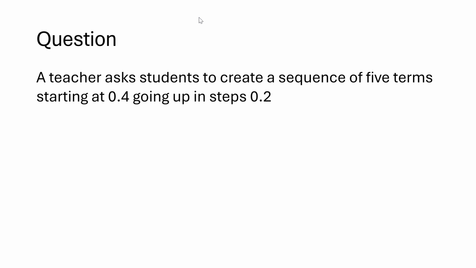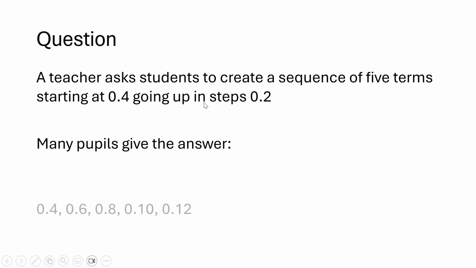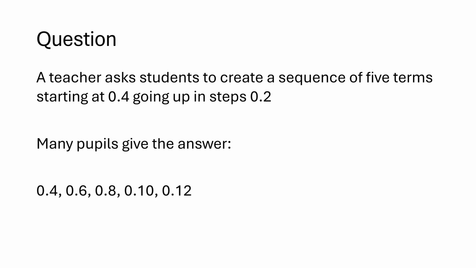The question gives the students a task: find a sequence of five terms starting at 0.4 and going up in steps of 0.2. But a lot of the students seem to give the incorrect answer of 0.4, 0.6, 0.8, which are all correct, and then 0.10, as they give it, and then 0.12.